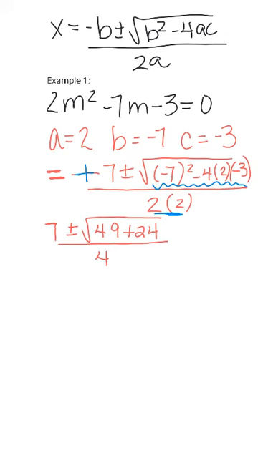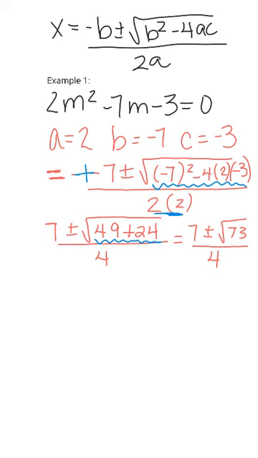Okay, so you will end up with 7 plus or minus, if I add 49 and 24 here under the square root, I would get 73 all over 4. Okay, so last week in the calculator you would take 7 plus square root 73, enter, divide by 4, enter, and that would give you your first answer. And then 7 minus square root 73, enter, divide by 4, enter, and that would give you your second answer, both answers being a decimal.